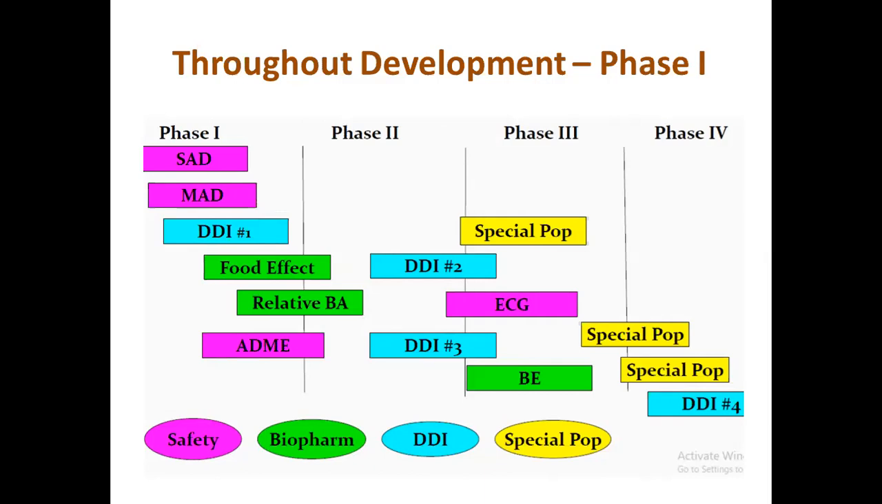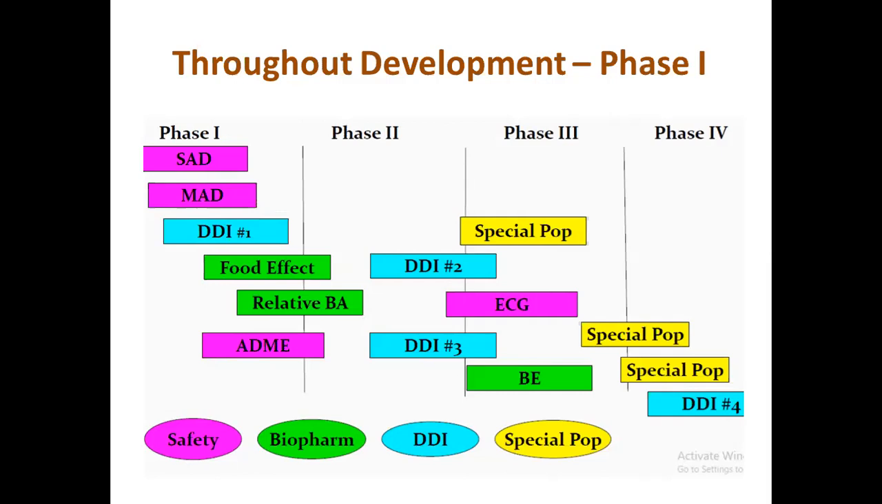Yeah, thank you. So there are some drug-drug interaction studies, food effect studies, relative bioavailability studies, and pharmacokinetic studies completely, that can be done as ADME studies in phase 1. Even when the phase 2 study has started, we can continue that ADME study. Sometimes the QT toxicity studies can be done in later phases.